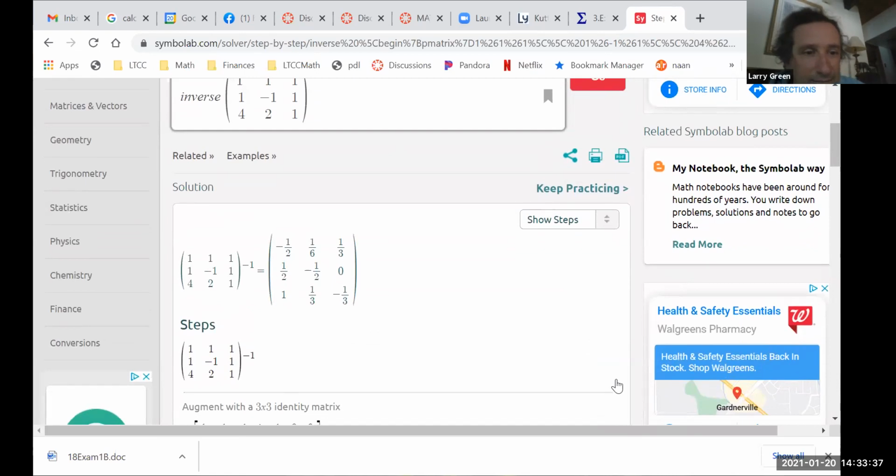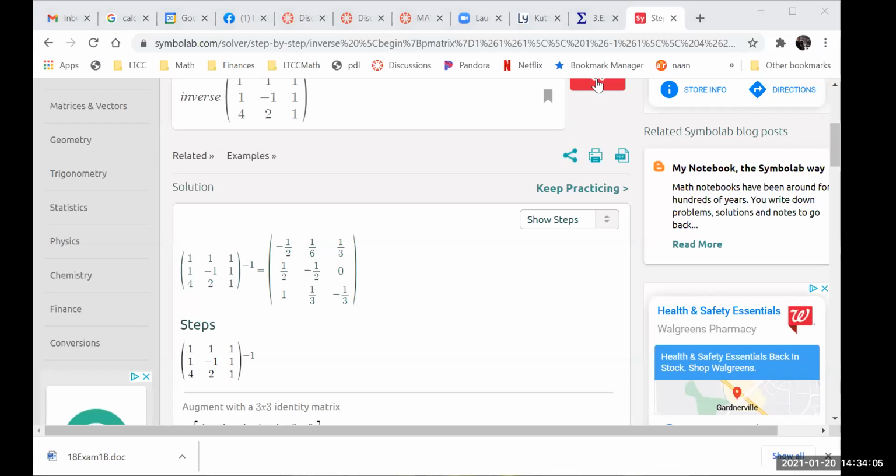And it liked it. Some fractions, but since I use a computer, computers don't complain too much. Okay, and I get negative a half, 1/6, 1/3. Then a half, negative a half, 0, 1, a third, negative a third. Any questions on using a computer? Was that easy?